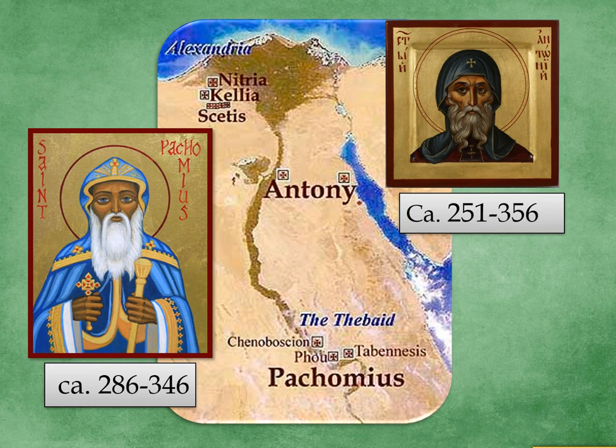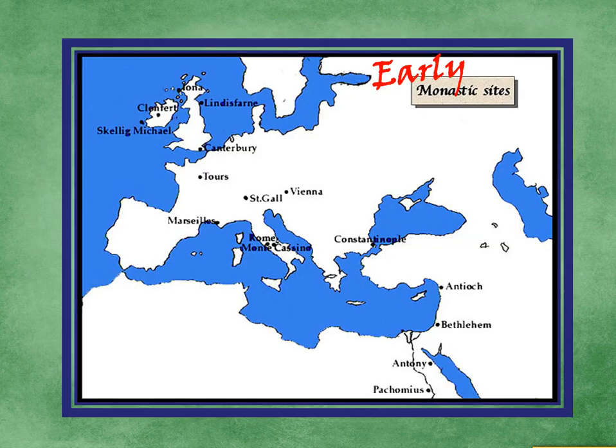And even though I didn't have you read a selection from the life of St. Antony, for your homework, you have been asked to read some of the Pachomian rules, which again give you some sense of what life was like communally for people who lived in the monasteries. Early monastic sites included not only the area of Antony and Pachomius, but also monasteries in Bethlehem and Antioch, eventually in Constantinople, but also in the West.